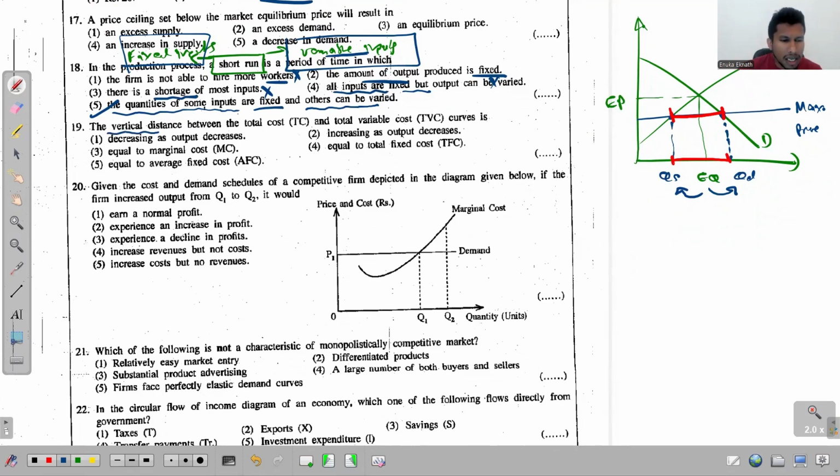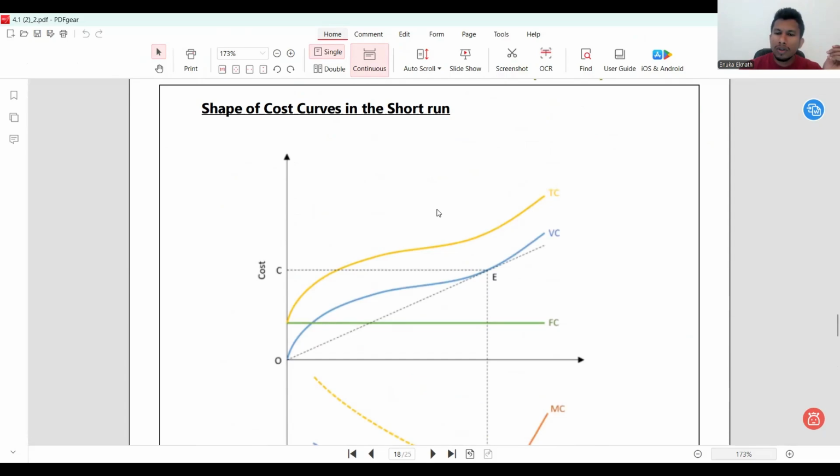This says the vertical distance between the total cost and the total variable cost curves is okay. So simply they are asking us to recognize the meaning of this vertical distance between TC and TVC. I will show you the note for this. Then it will be finished. So look at this note. Right. So look at this one.